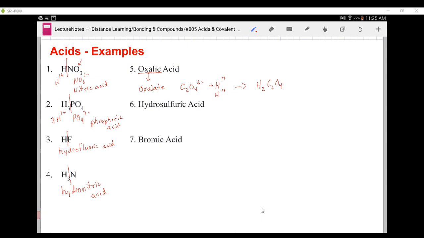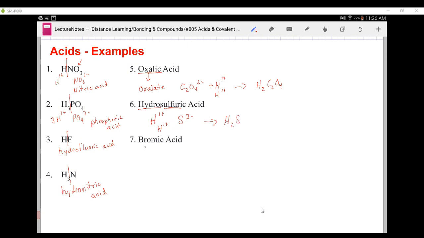For hydrosulfuric acid, I know I'm starting with hydro, which means that this is going to be a binary acid, so just hydrogen and one other element. In this case, sulfide, because we have sulfuric. So we have H with a +1 charge. Sulfide, we know, has a -2 charge. So I would need 2 hydrogens to balance that out, which gives me a final formula of H2S.